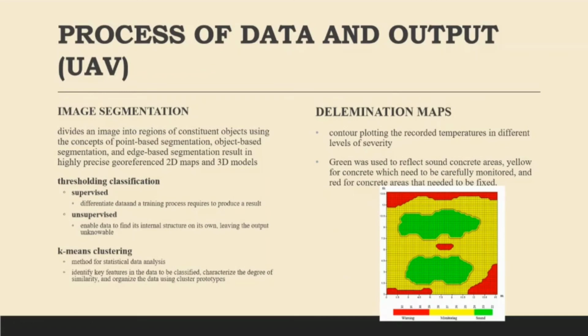K-means clustering is a method for statistical data analysis to identify key features in the data to be classified, categorize the degree of similarity, and organize the data using cluster prototypes. And next, the delimitation maps, contour plotting the recorded temperatures in different levels of severity.